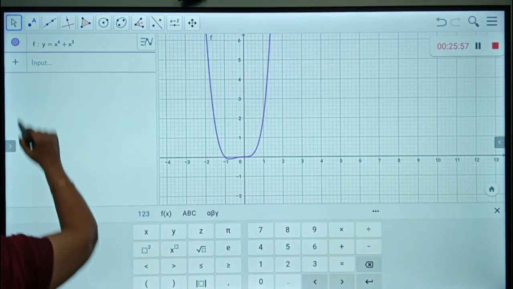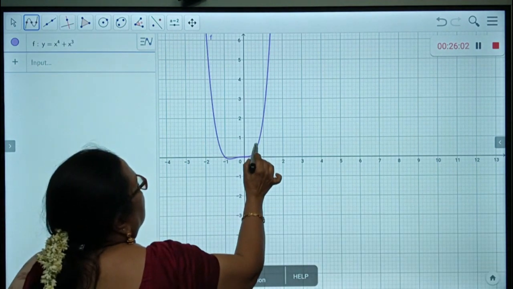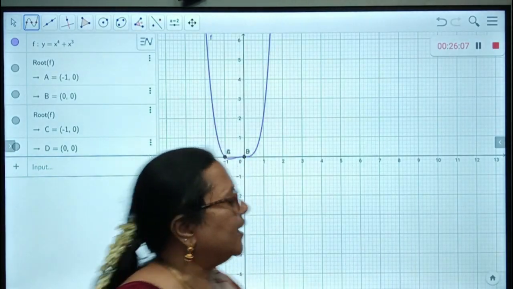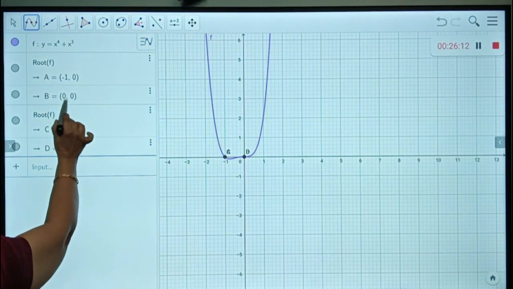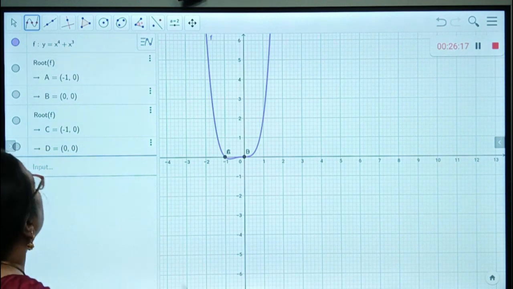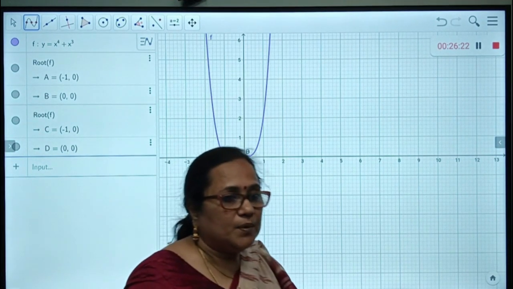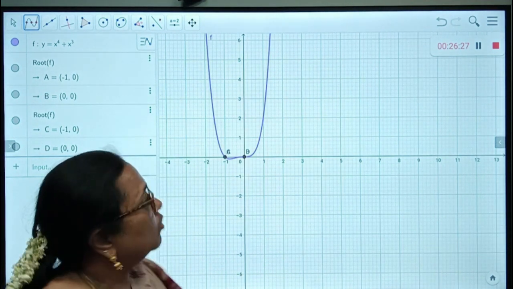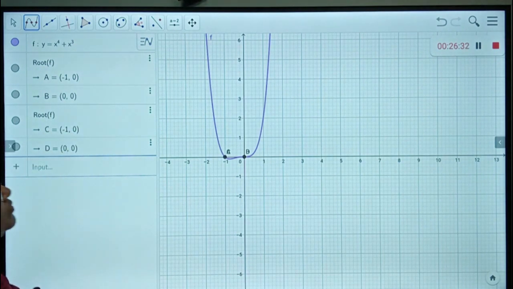So what are the roots of this polynomial? You can see it has got two roots, a and b. What are the two roots? Minus 1 comma 0 and 0 comma 0, or a and b. So what will be the zeros of this polynomial? Minus 1 and 0. The values of x for which y coordinate becomes 0. The value of x for which f of x becomes 0. So the two zeros are minus 1 and 0.